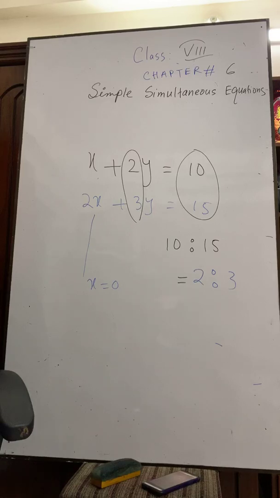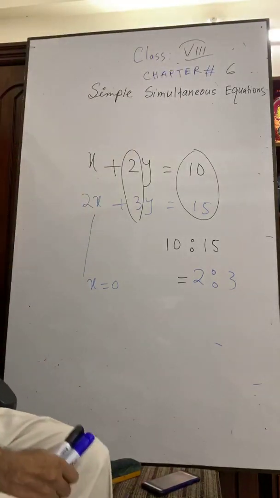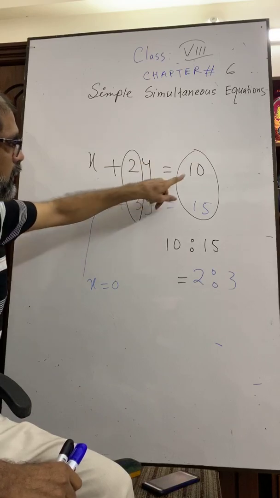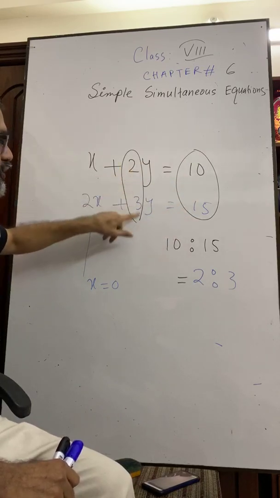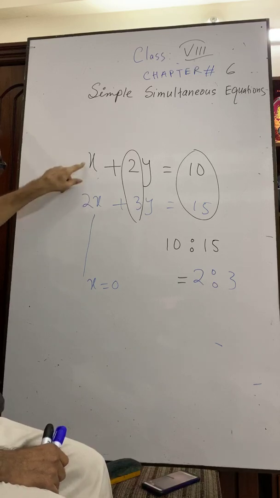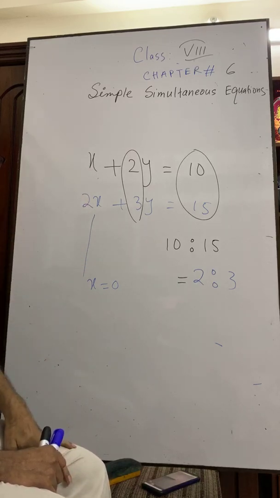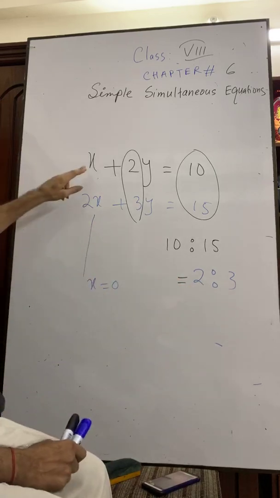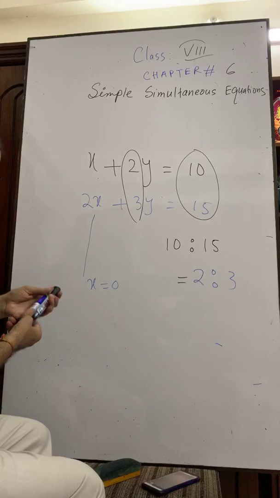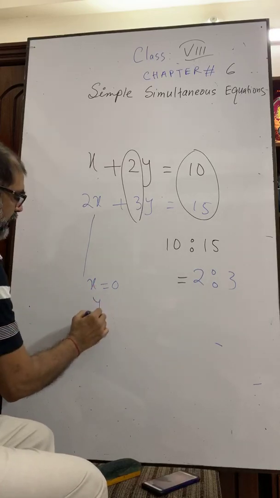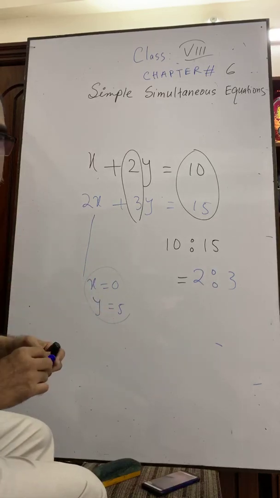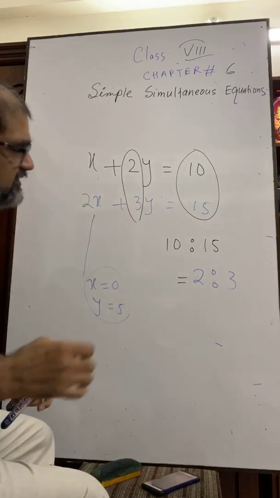What I have told, have you got me? You see, 2 is to 3, 2 is to 3. This is not taken yet. So the value of x is 0. You can write, if it is 0, then x is 0. So y equals what? 5. So y equals 5. Our math is done. It won't take more than 5 seconds.